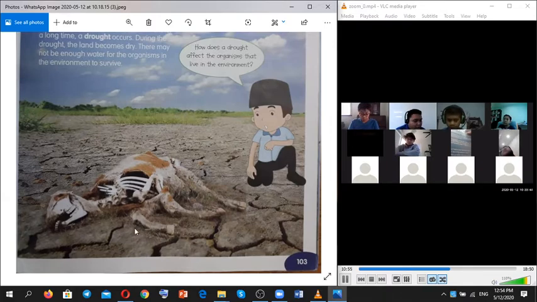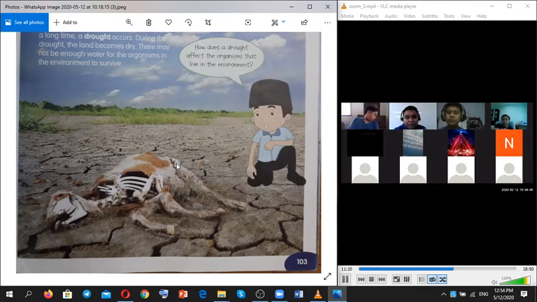How does a drought affect the organisms that live in the environment? What happens if there's no water? For example, we are now fasting, right, guys? What do you feel if you don't drink water for the whole day? You feel thirsty. Exactly. But when you have a drought, you don't only feel thirsty. You'll not have water for days, for weeks, or maybe months. So what happens if you don't have water for a few weeks or one month or more? Of course, the organisms will die.